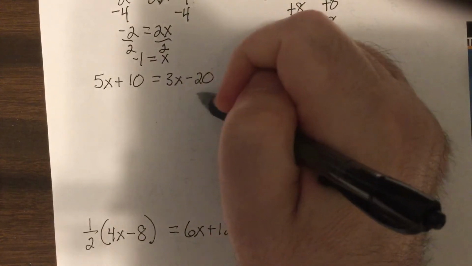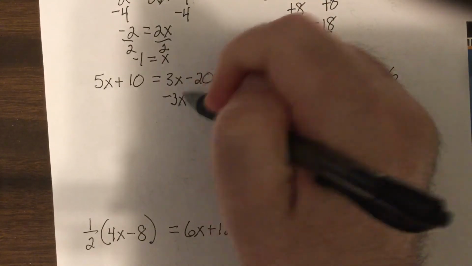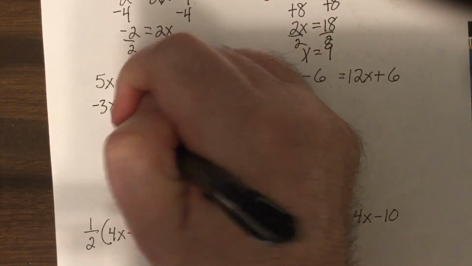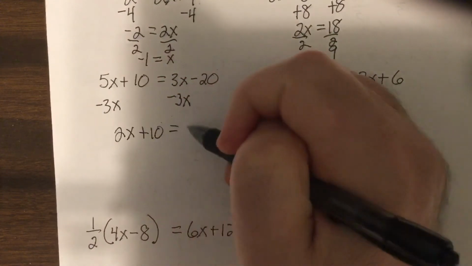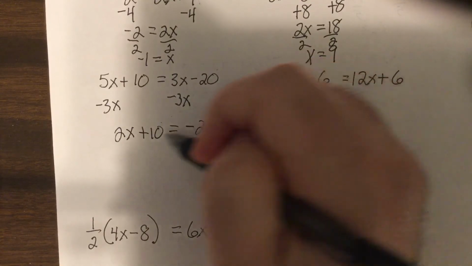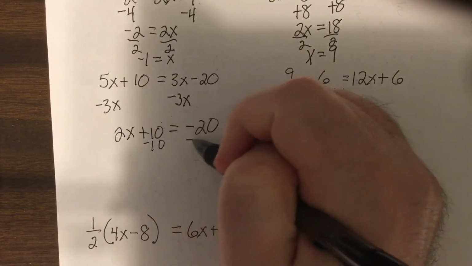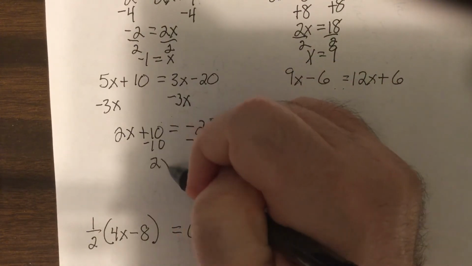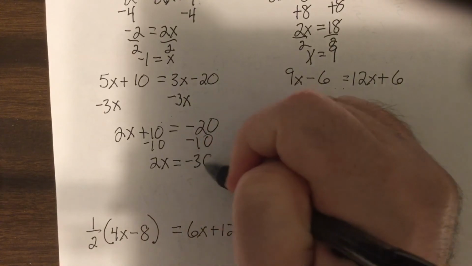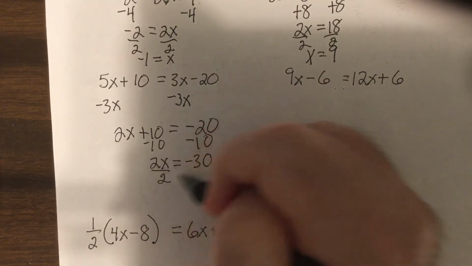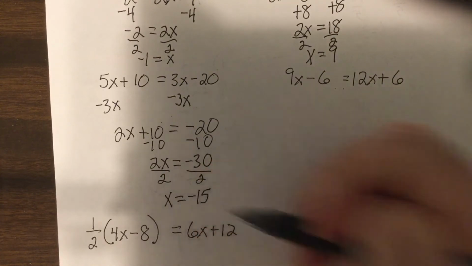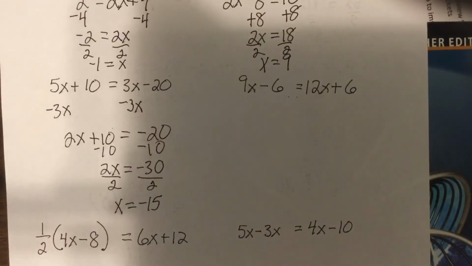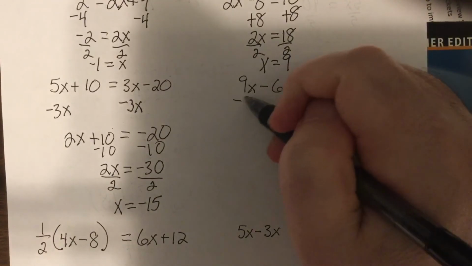Okay, so you, let's see, subtract 3x. So you'd have 2x plus 10 equals negative 20. Then subtract 10. 2x equals negative 30. Divide by 2. X equals negative 15. Woohoo! And this one, I'm going to subtract 9x.